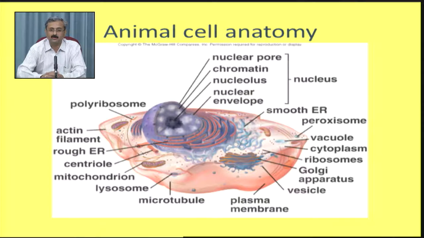There are also lysosomes, which are said to be suicidal bags, as well as the mitochondrion, which is the powerhouse of the cell, which generates the ATP for all the animal cells, through which the various functions of the cell can be carried out. Along with it, there is also the presence of centrioles, polyribosomes, and actin filaments, which you are all observing on this.